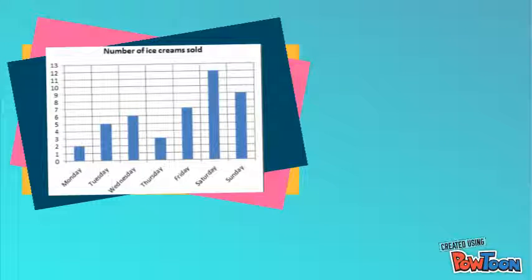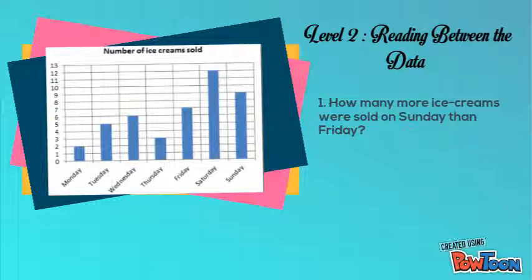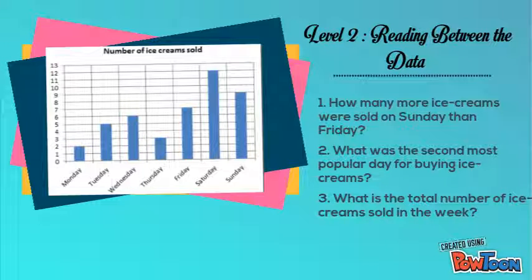Next, we will be creating level 2 questions, reading between the data. How many more ice creams were sold on Sunday than Friday? What was the second most popular day for buying ice creams? What is the total number of ice creams sold in the week?